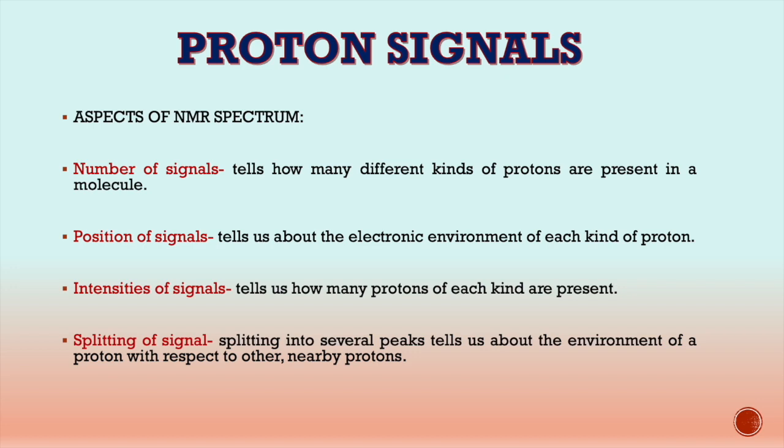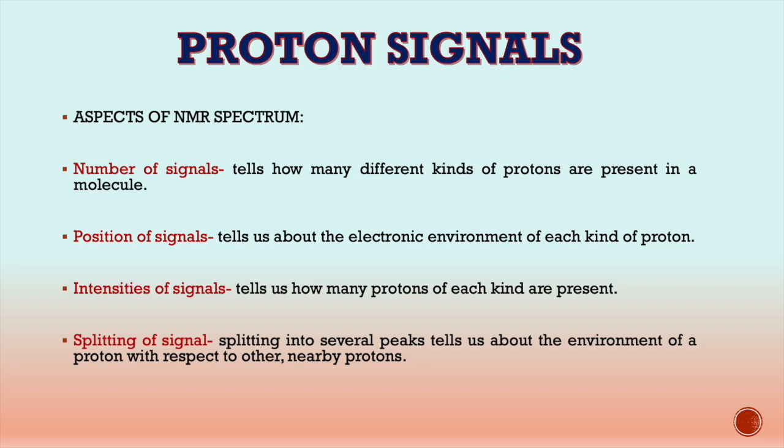So here are the aspects of the NMR spectrum, wherein we shall look at the different aspects of the spectrum of NMR that we get. Number one is number of signals. What does the number of signals that we get in an NMR spectrum tell us? It simply tells us how many different kinds of protons are there in a molecule.